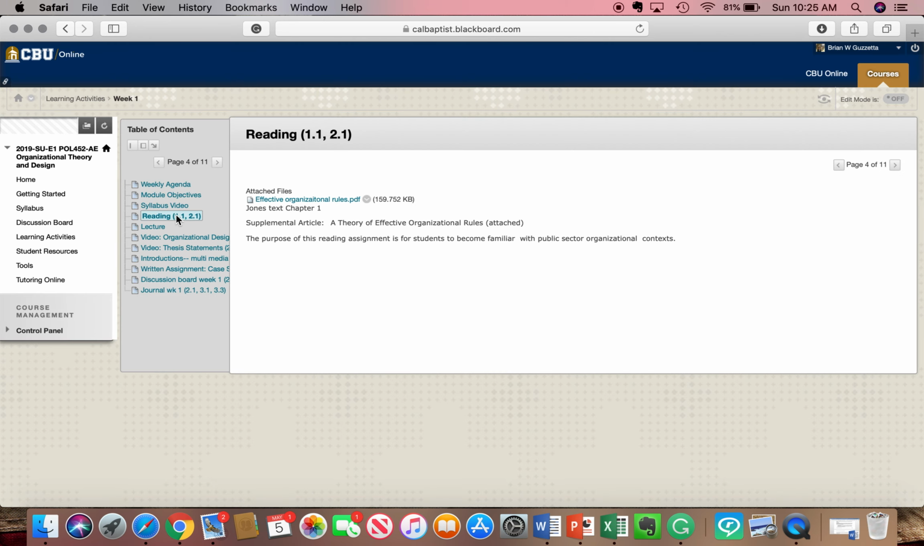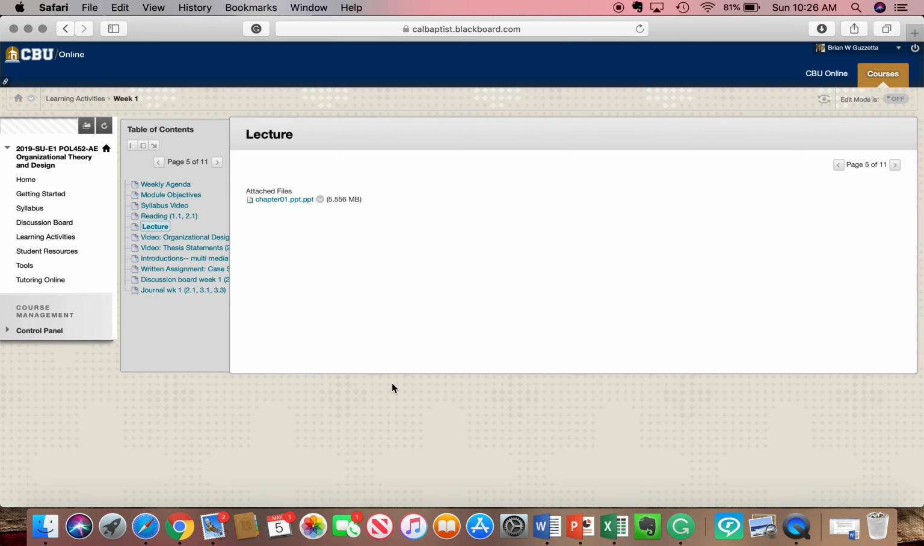For the reading this week, we're going to dive into our Jones text, Organizational Theory, Design, and Change, the 7th edition. We're going to be in chapter 1, and I've also added a supplemental reading assignment there, Effective Organizational Rules. So I think you'll enjoy that. With the reading, I've also included the editor's PowerPoint for chapter 1. The beauty of this PowerPoint, and what I recommend to all my students, is to view the PowerPoint, then do your reading, and then look at your PowerPoint again.